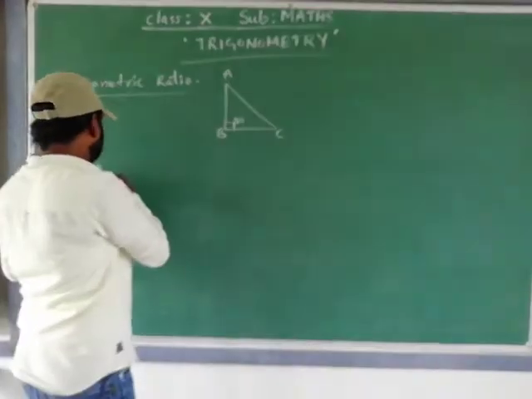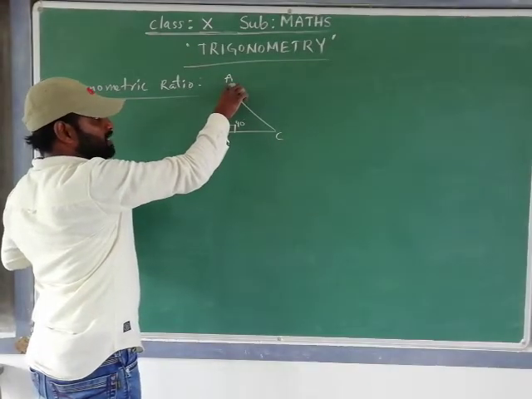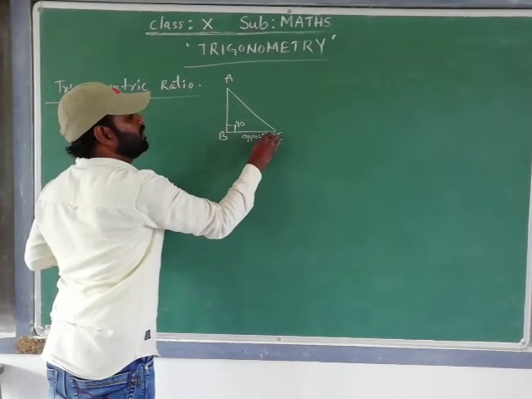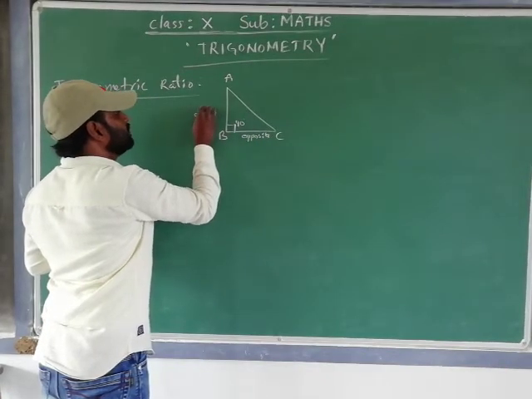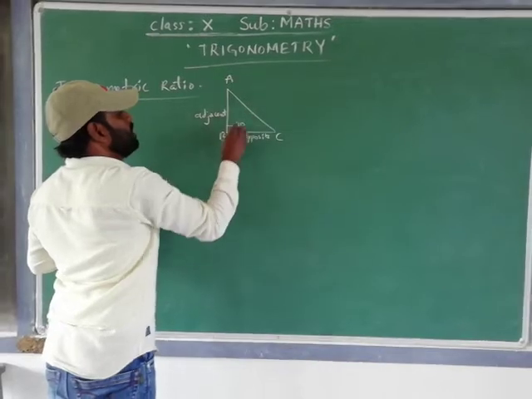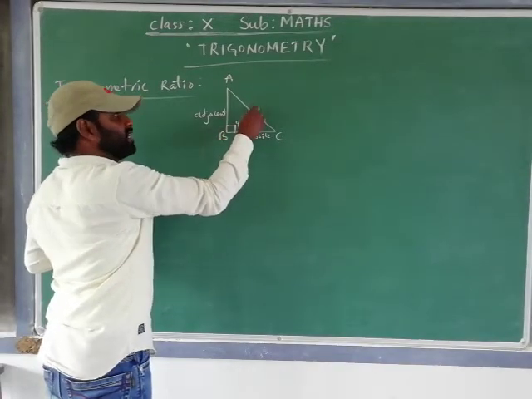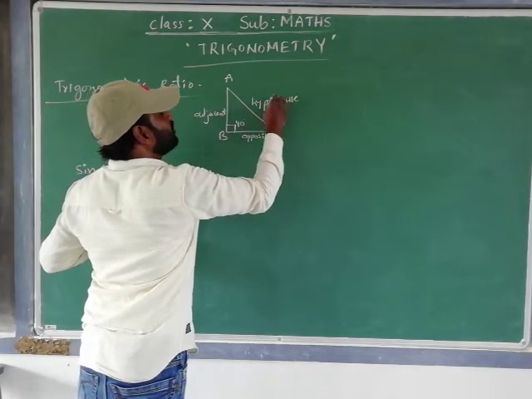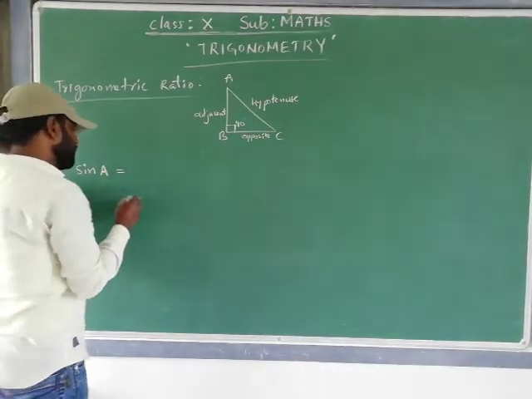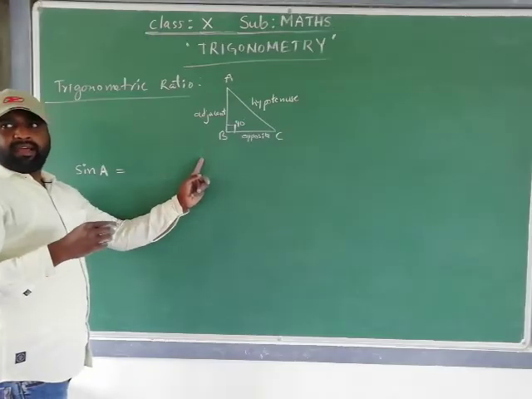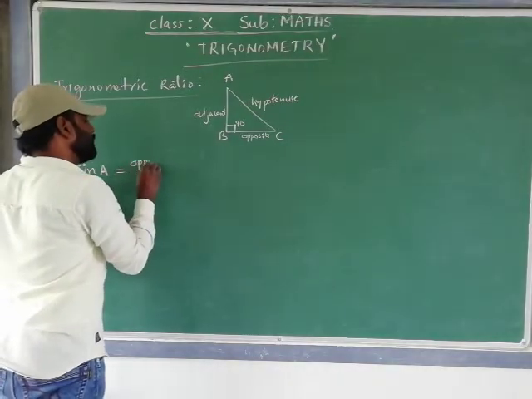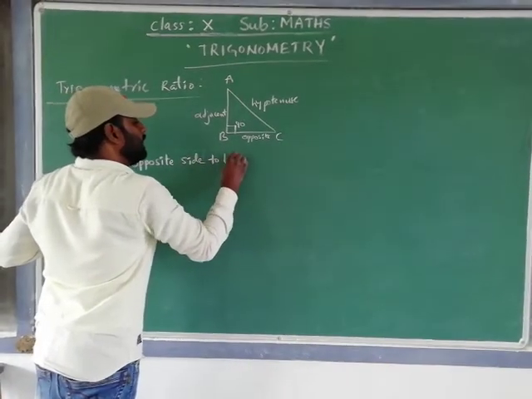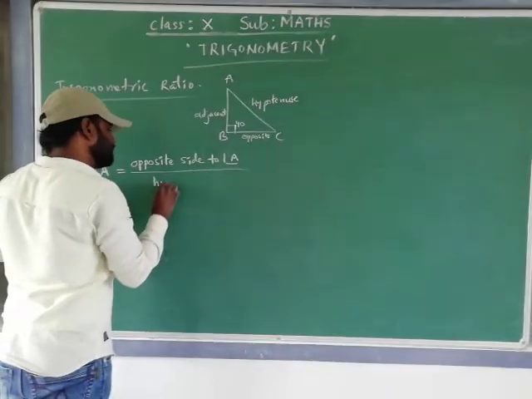Now for angle A, what is the opposite side? This one is the opposite side. What is the adjacent one? This is the adjacent one. The hypotenuse is always the side opposite the right angle. Now sine A means the opposite side to angle A by the hypotenuse.